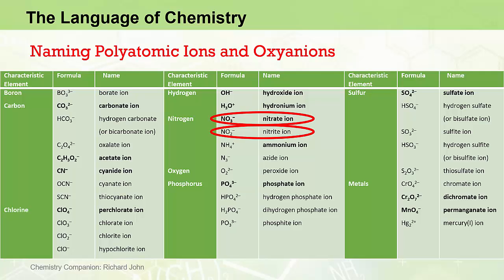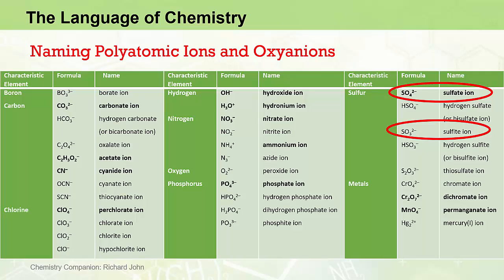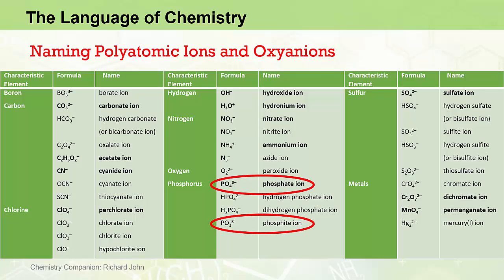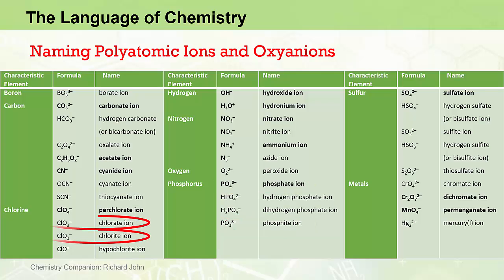The name of both oxyanions starts with the stem name for nitrogen, being "nitr", and ends with "ate" for the ion with the greater number of oxygen atoms and "ite" for the ion with the lesser number of oxygen atoms. Other examples include sulfate, SO4 2-, and sulfite, SO3 2-, phosphate, PO4 3-, and phosphite, PO3 3-. And finally, chlorate, ClO3-, and chlorite, ClO2-.